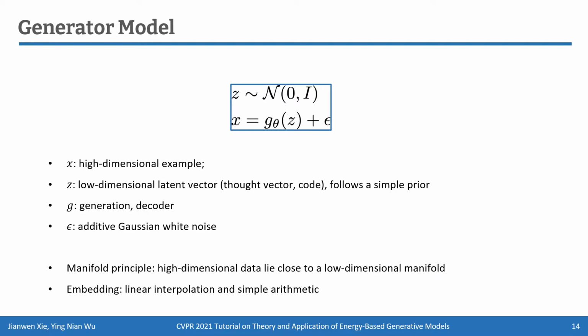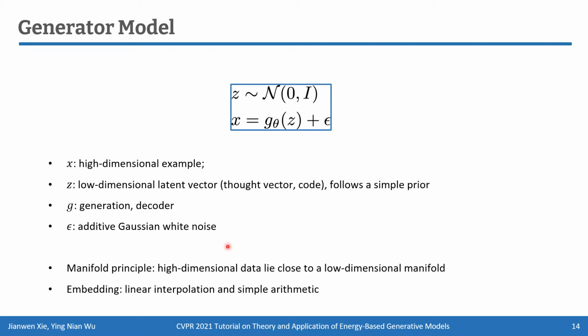More specifically, I guess most of you are already very familiar with the form of the generative model. So we have this latent vector Z following a normal, isotropic Gaussian distribution with mean 0 and identity variance-covariance matrix. So all the elements of Z are just IID standard normal random variables. And then X is generated by G theta of Z, which is a top-down mapping, plus additive Gaussian white noise.